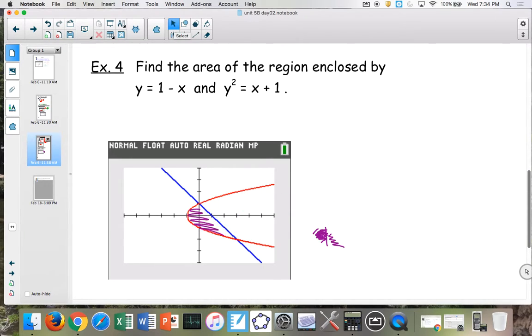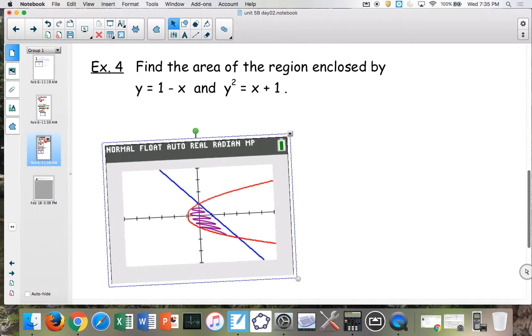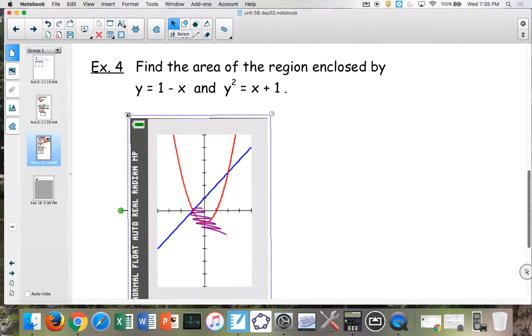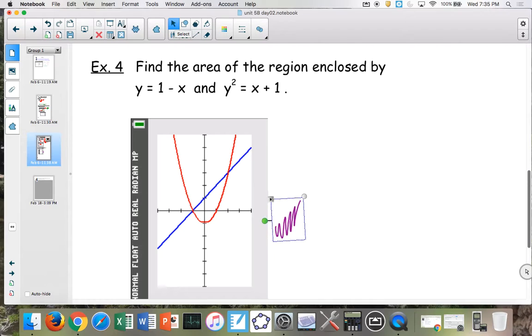Alternatively, if we think of it as one chunk like that, and look at our graph sideways, and we integrate this with respect to y, we should be able to do it in one shot. So let's rotate this back.